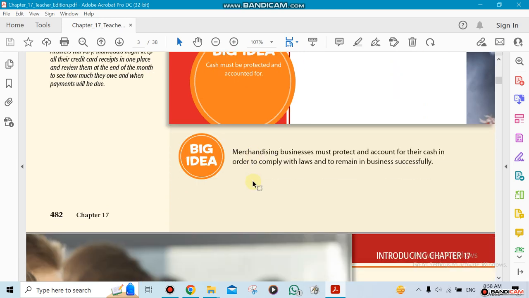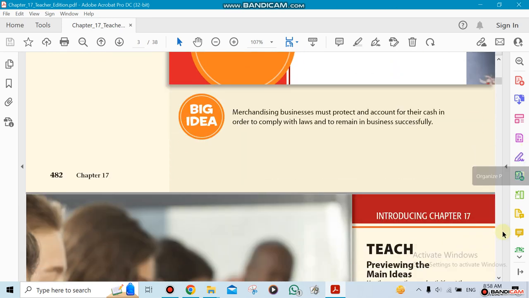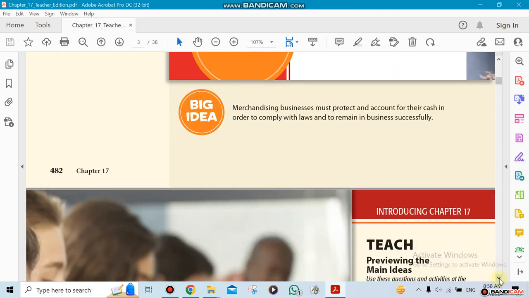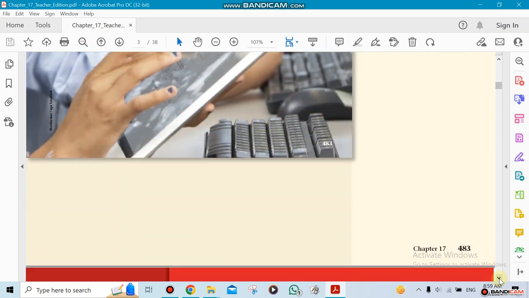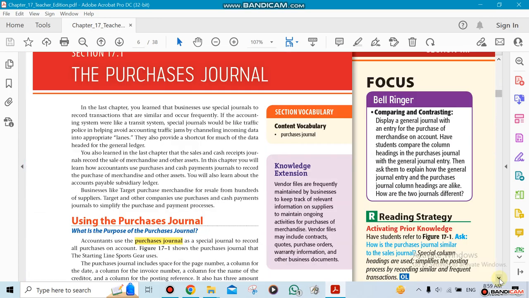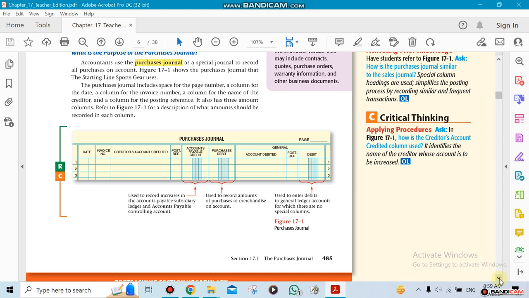So the special journal is going to look like this. Remember, it's going to be a journal, but not in a general way. We used to call it a general journal. Now we're going to do a special journal. For the purchases, you're going to have the creditors account being credited, the account payable.